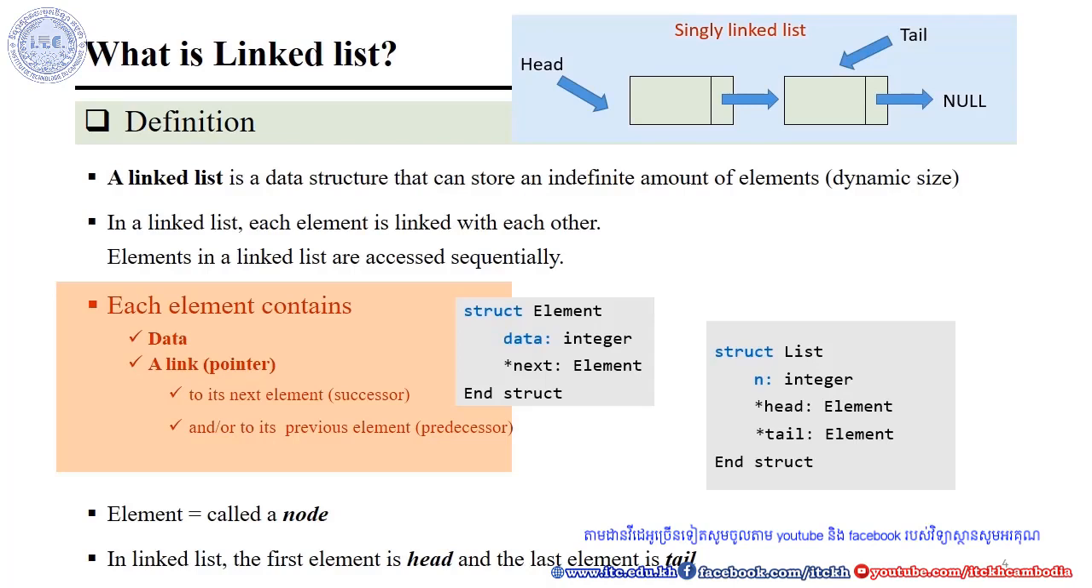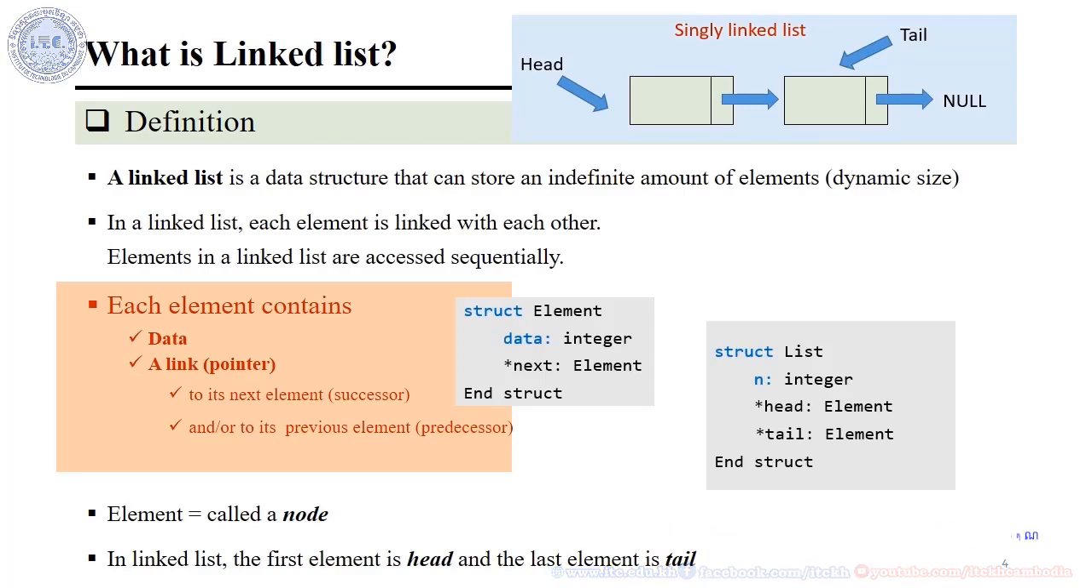And there is a remark here: each element can also be called a node. Sometimes we call it a node, or sometimes we call it an element. It's just the term used for talking about this data. And the first element in the list is called head, and the last element is called tail. These are important terms that we should take note of.